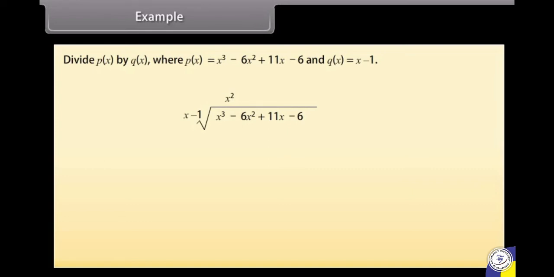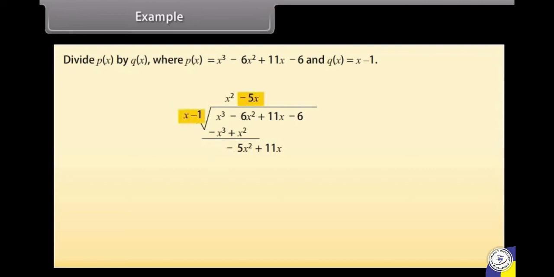In this case, you multiply x square by x minus 1 to get x cube minus x square, which you then subtract from the polynomial under the division bar. By subtracting, you get rid of the term with the largest exponent to reduce the size of the polynomial, which is a remainder. Now we have a new polynomial for which we repeat the second step. In this example, we divide minus x square by x and add the result, which is minus x, to the term already at the top of the division bar.